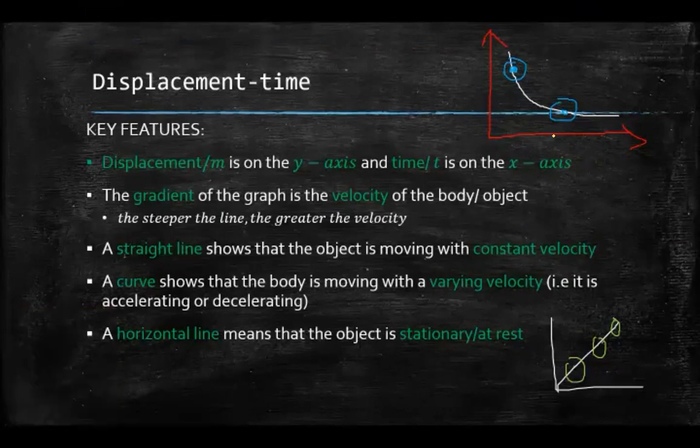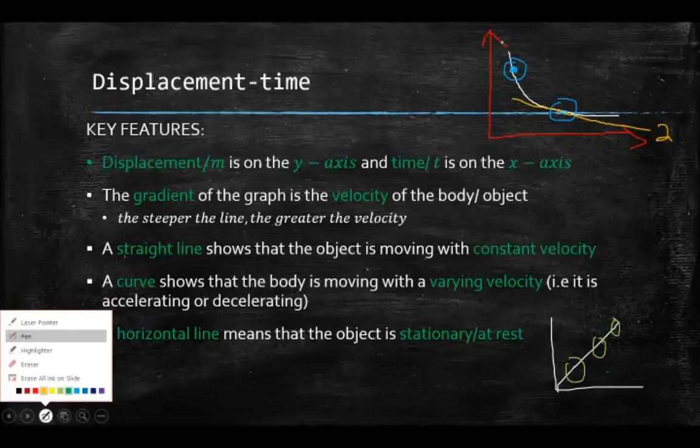To find the gradient at a point on a curve, I would actually find the gradient of the tangent at that point. So if I wanted to find the gradient at this point, I would find the gradient of the tangent. Let's say the gradient of my tangent was 2. That's the gradient at this point.